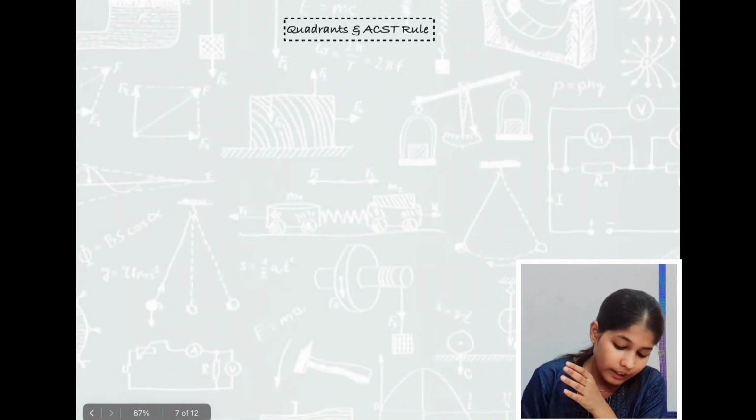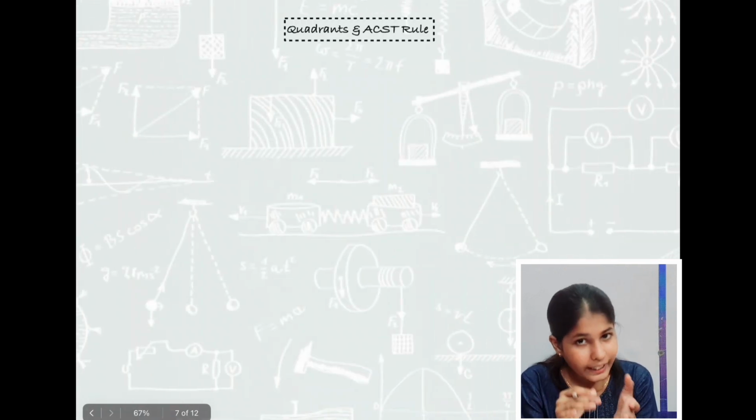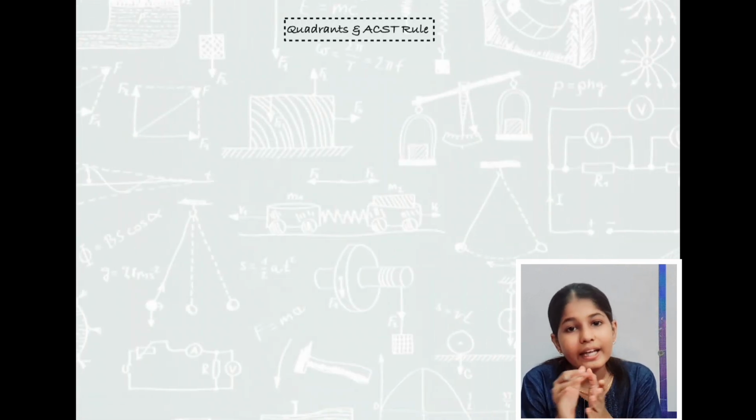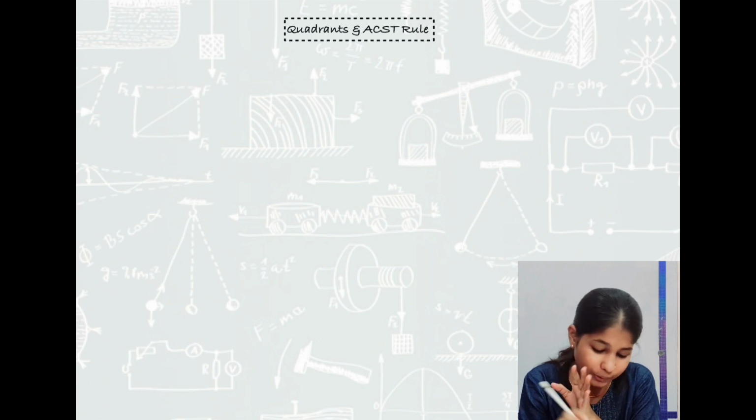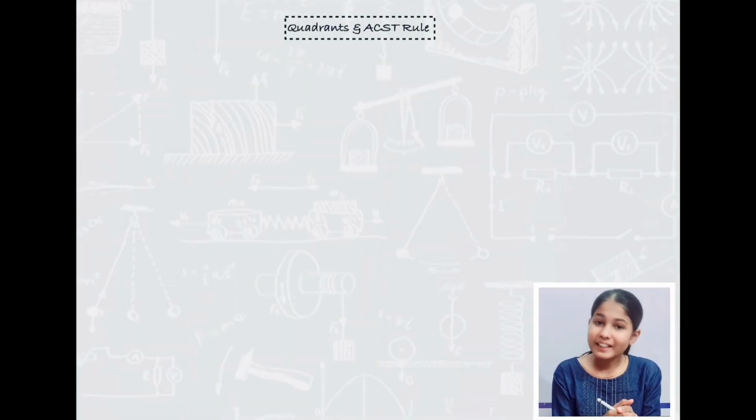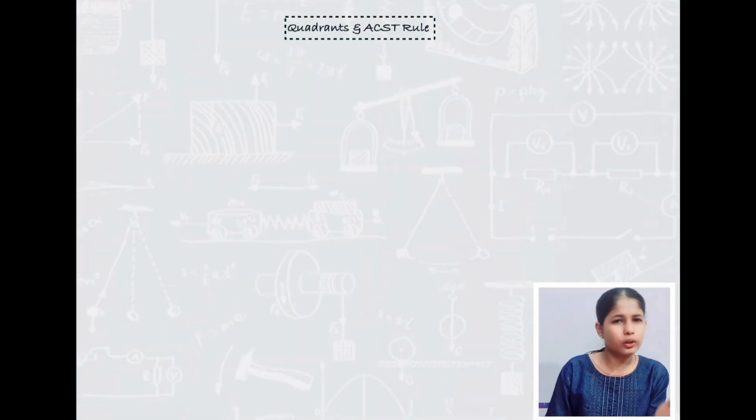Now our next topic is quadrants and the ACST rule. Let's come to our next topic. So our next topic starts from the quadrants and ACST rule.